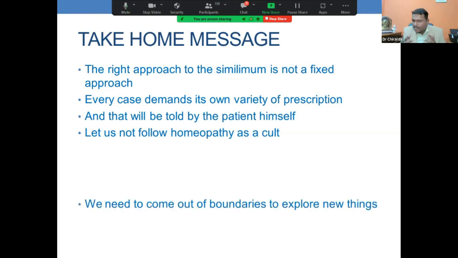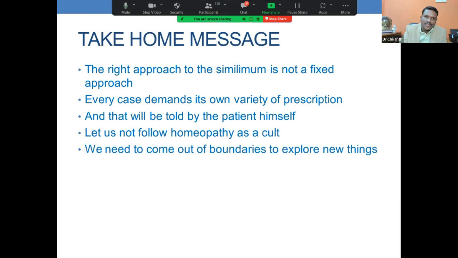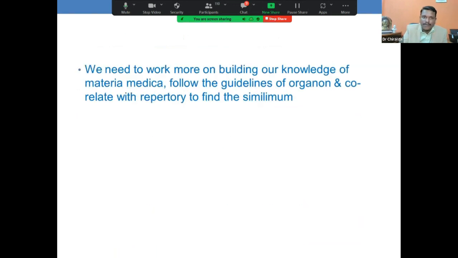We need to come out of the boundaries, explore new things, learn from everybody, and apply whatever we have learned from everybody in our practice. We need to work more on building our knowledge of Materia Medica. Listen to Materia Medica from all the teachers, all the schools, because every sulfur is described in a different way in essence. In predictive school, you get a picture of sulfur. In sensation, you get a picture of sulfur. Take everything, keep in mind. That is how you see it in a patient. If you are stuck to only one particular school, you probably tend to miss.